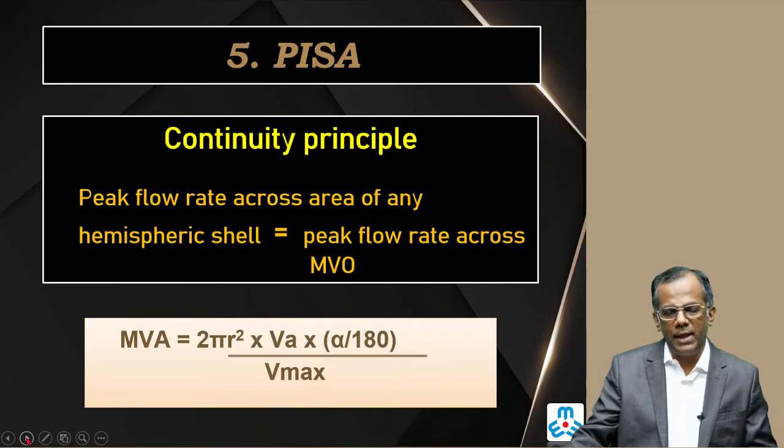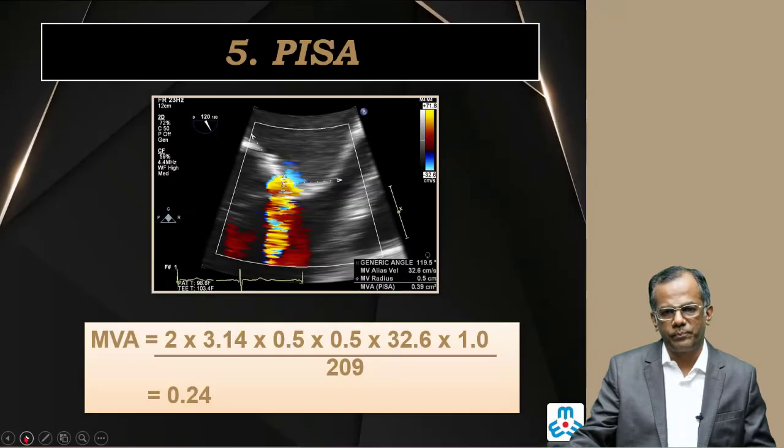The fifth modality of evaluation is proximal isovelocity surface area, based on the continuity principle, which states that the peak flow rate across any hemispherical shell proximal to the mitral valve orifice is equal to the peak flow rate across the mitral valve orifice. It is derived from the formula 2 pi r squared into aliasing velocity into alpha/180 by Vmax across the mitral valve. Now, this alpha is the angle subtended by the mitral valve leaflets at diastole, and this is the correction factor which we have to include.